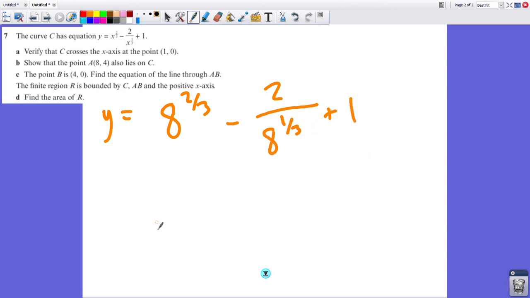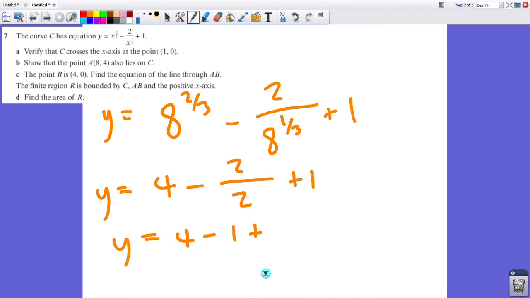plus 1. Y equals, well, the cube root of 8 is 2, and 2 squared is 4, minus 2 over cube root of 8 is 2, and plus 1. Y equals 4 minus 1 plus 1. Y equals 4. So again, we've shown that the point 8, 4 does lie on the curve by plugging in 8 and getting 4 out. Okay, part C.